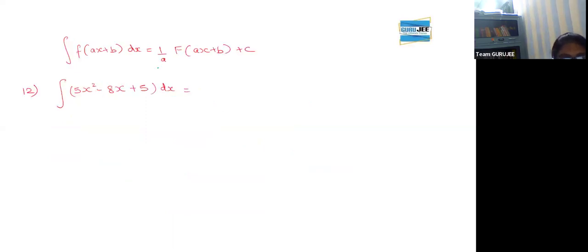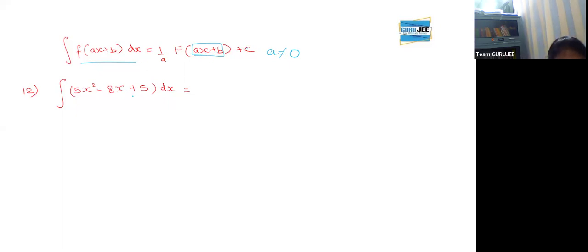Next one, integral of f of ax plus b dx. This is one of the rules. An expression is given in the place of x. Then f of ax plus b after integration, when a is not equal to 0, the result becomes 1 by a capital F of ax plus b plus c.